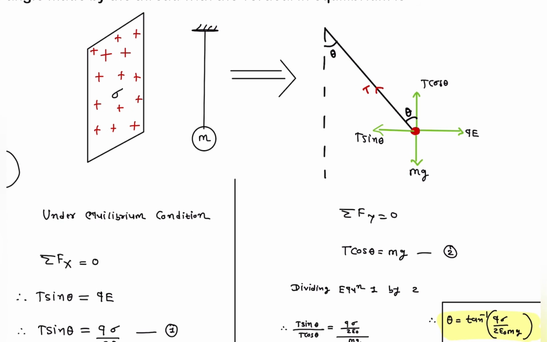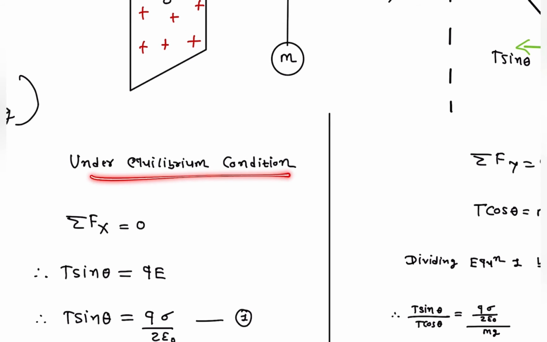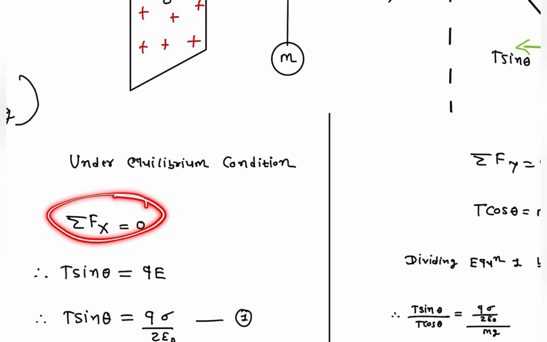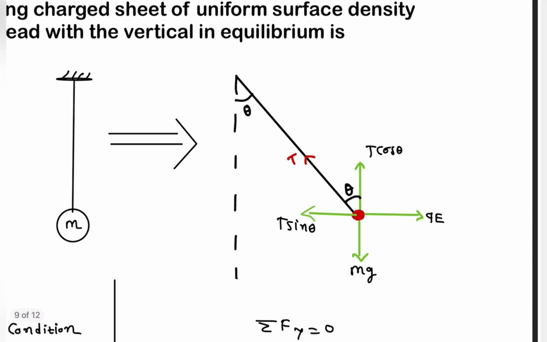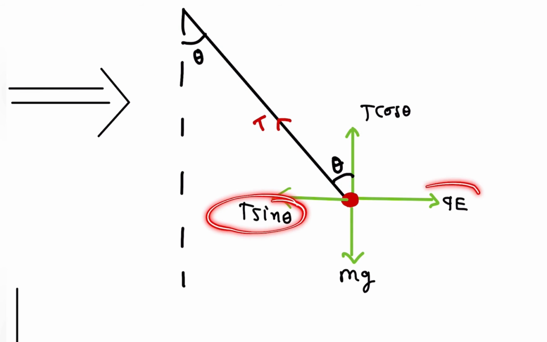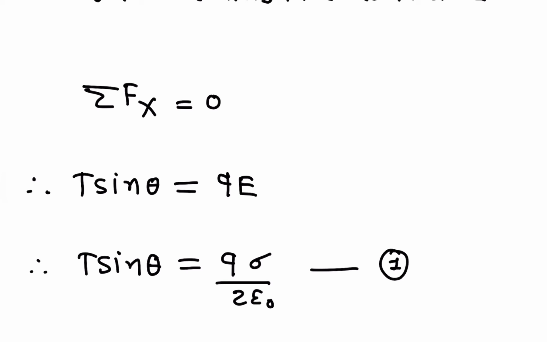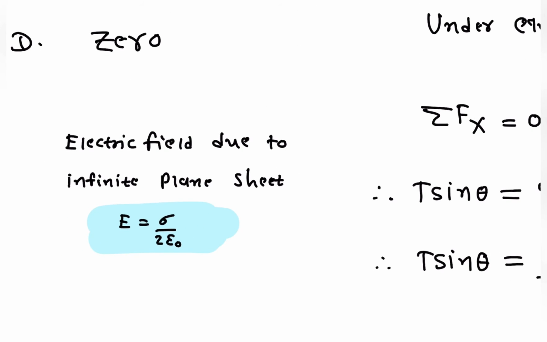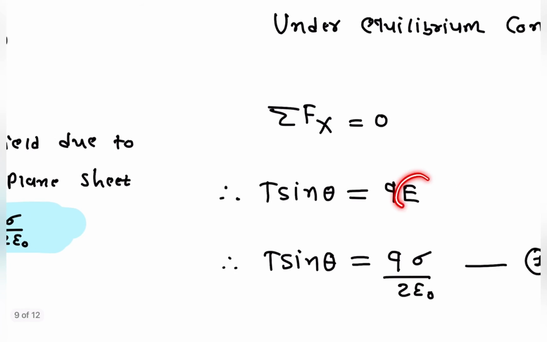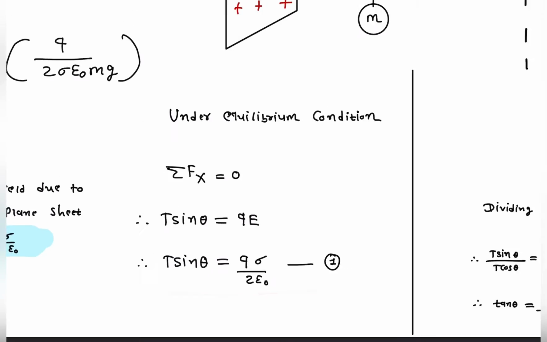So from the free body diagram, sigma Fx is equal to 0. Under the equilibrium condition, the summation of horizontal force is equal to 0. So the horizontal force is nothing but T sin theta equal to QE. The electric field due to the infinite plane sheet of charge is E equal to sigma by 2 epsilon naught. So in place of E, we write sigma by 2 epsilon naught. So T sin theta is equal to Q sigma divided by 2 epsilon naught. That is equation number 1.